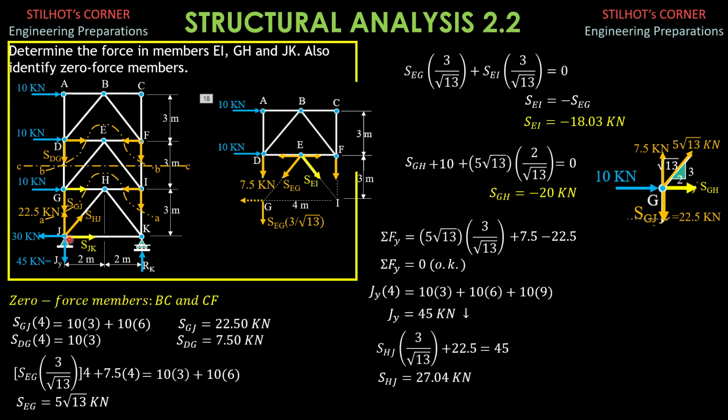Then finally, summation forces horizontal equals 0. SGK plus the horizontal component of SHJ, which is 27.04, times 2 over square root of 13, then equals 30 kilonewtons leftward. So from there, we can solve for SGK, and it is equal to 15 kilonewtons. So it is positive, so it is tension.